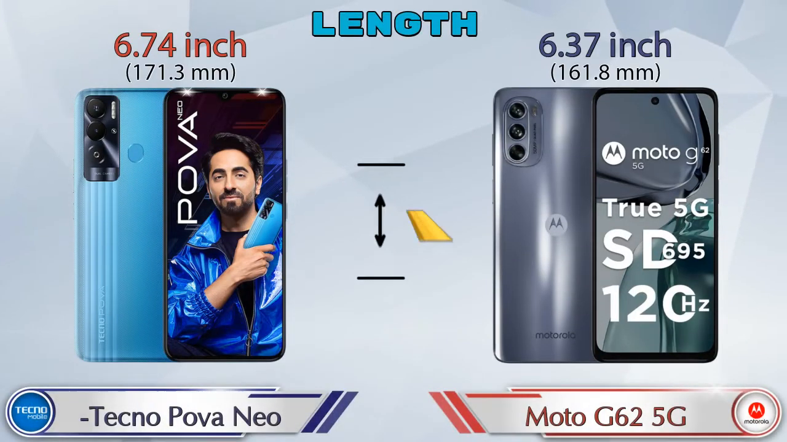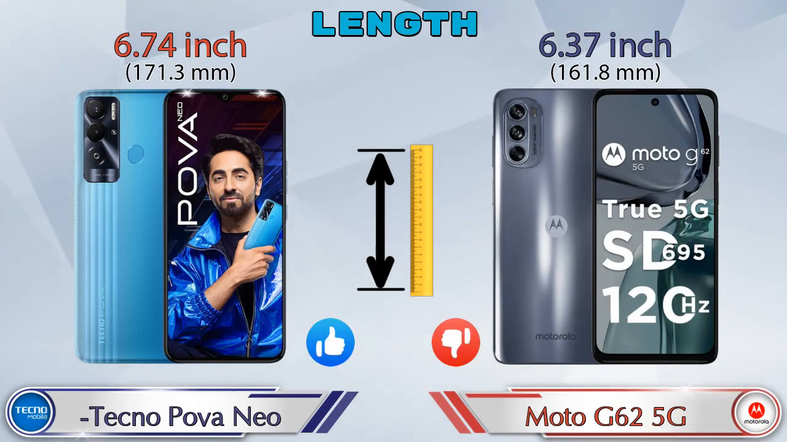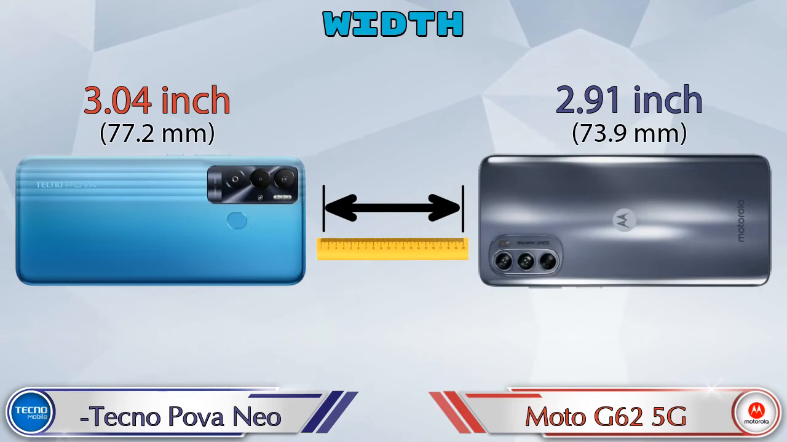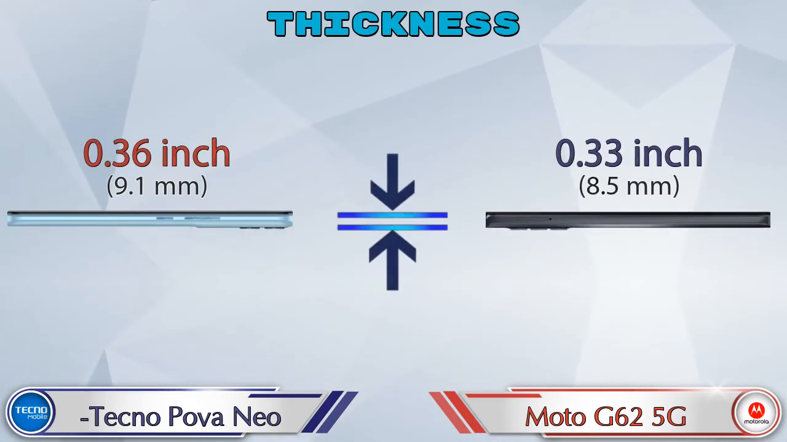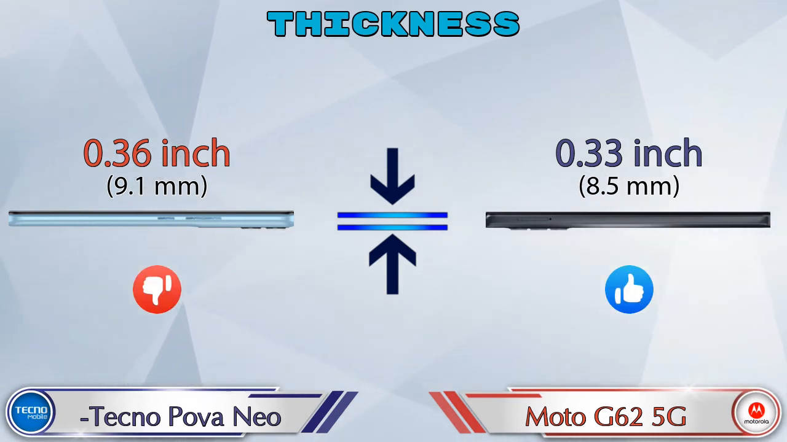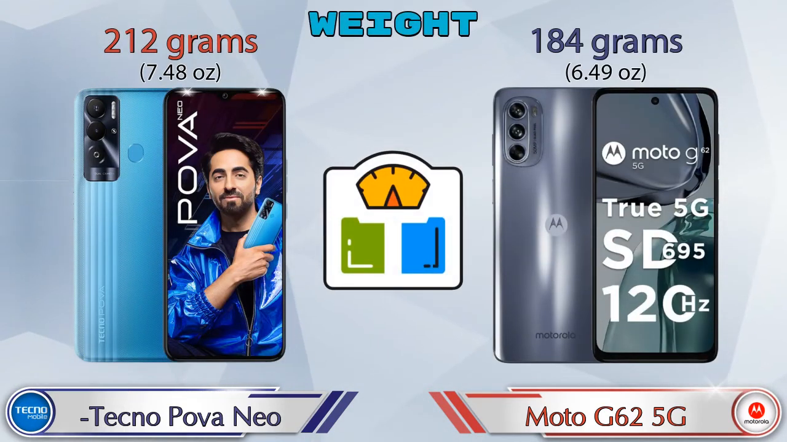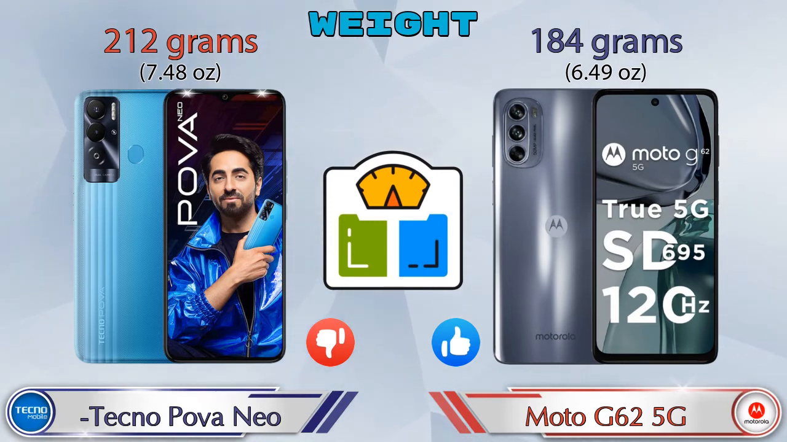Talking about the length of both phones, Pova Neo is 6.74 inch and Moto G62 5G is 6.37 inch, which is less than Pova Neo. Width in Pova Neo is 3.04 inch and Moto G62 5G is 2.91 inch, which is less than Pova Neo. If we talk about thickness, Pova Neo has 0.36 inch and Moto G62 5G is 0.33 inch. Now let's talk about weight: Pova Neo is 212 grams and Moto G62 5G is 184 grams.